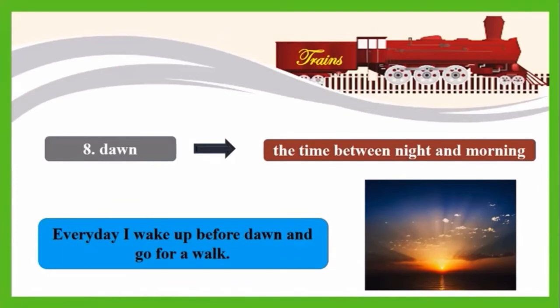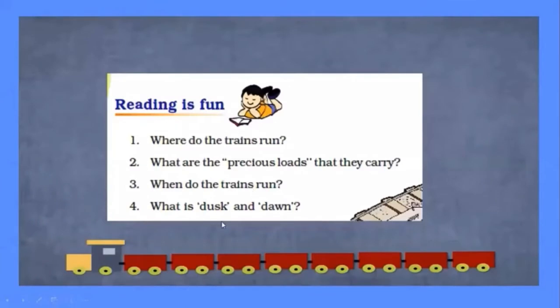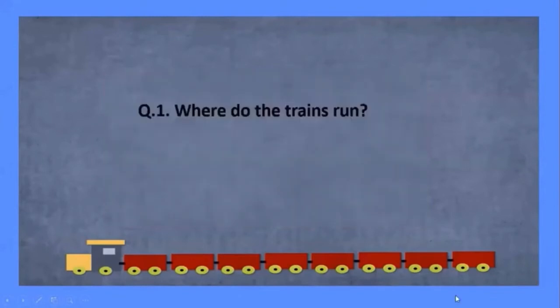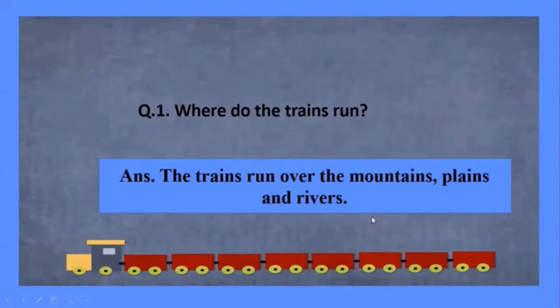Okay, now let's move on to reading is fun and answer some of the questions that are given in your textbook. There are 4 questions given in your textbook. Let's discuss those questions. Now, the first question, where do the trains run? Now, what could be the answer? Yes, the trains run over the mountains, plains and rivers.